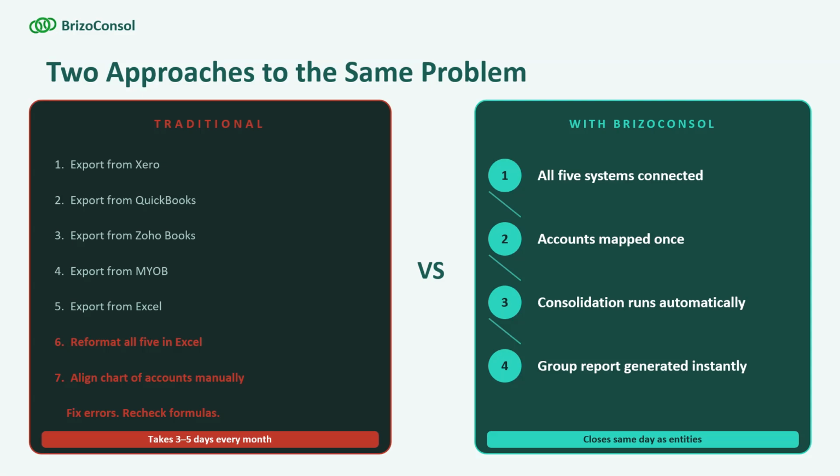Step 1. Connect all systems. Xero connected, QuickBooks connected, Zoho Books connected, Excel uploaded. Step 2. Map once. Revenue map to group revenue. COGS map to group COGS. Operating expenses aligned. Step 3. Generate report. You instantly get one consolidated P&L, one consolidated balance sheet. Drill down to each entity and system.